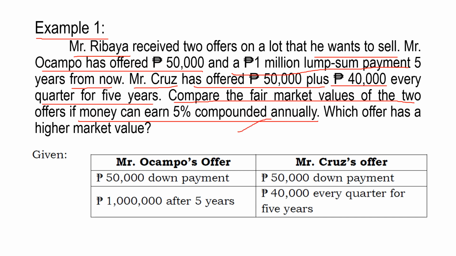So when we say compounded annually, the interest will be applied per annum or per year. Which offer has a higher market value?